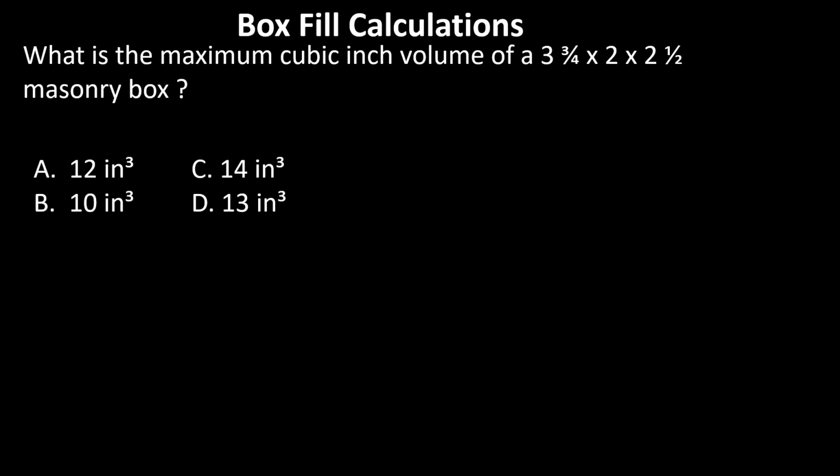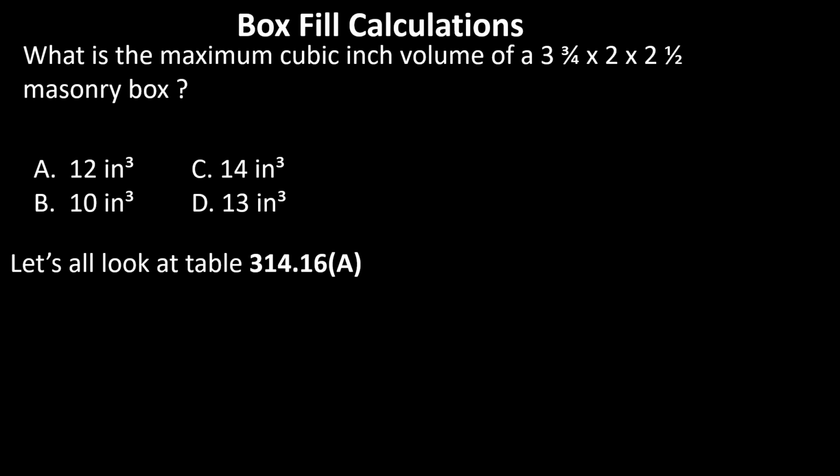Let's look at it from another angle. What is the maximum cubic inch volume of a 3 3/4 by 2 by 2.5 masonry box? So this is asking us, what is the total volume available? And we learned about this here a minute ago. Now we're going to tie it in because this is super important when we get ready to start doing the other box fill type calculations. So let's go ahead and look at the table.